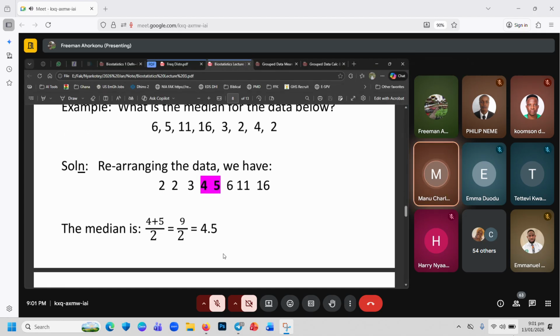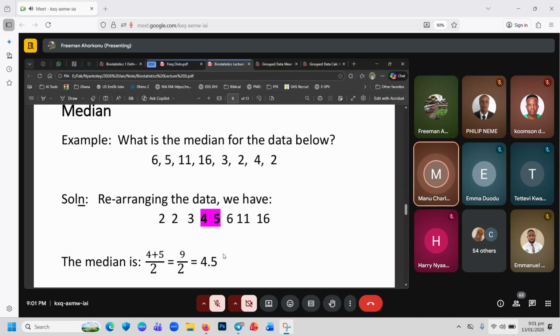Doc, please, can we have three numbers being the median, or more than two numbers? No, that is not possible. It's either one number or two numbers. If you have three numbers, 3 is already odd, so there should be one at the middle. If you have 1, 5, and 7, there are 3 numbers, so one of them is at the middle. So you go for the one at the middle. It's either one number or two numbers.